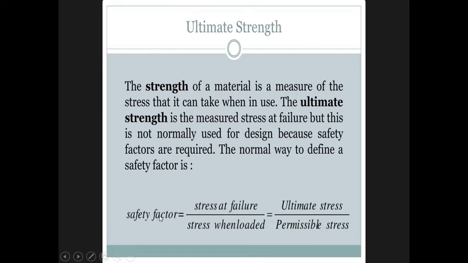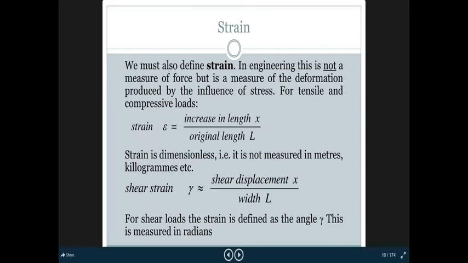So the definition for factor of safety is, simply we can write, that factor of safety is defined as the ultimate stress divided by permissible stress, or the factor of safety is defined as the ratio of ultimate stress and permissible stress. So it is called factor of safety. That is a simple definition.